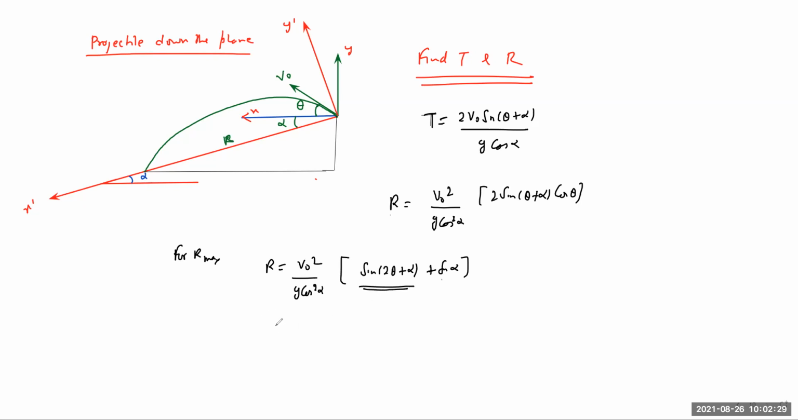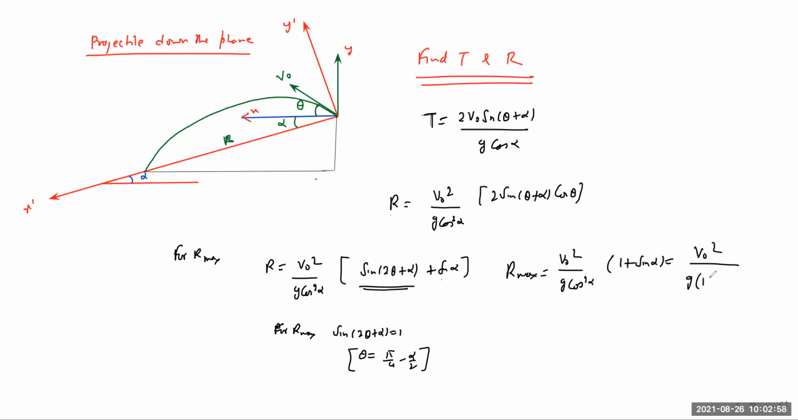So for R max, sine 2 theta plus alpha must be equal to 1. So theta will be pi by 4 minus alpha by 2, just minus will come back. And the R max becomes V naught square by g cos square alpha, 1 plus sin alpha. And therefore, if you simplify further, you will get 1 minus sin alpha. So this is the final answer of R max.